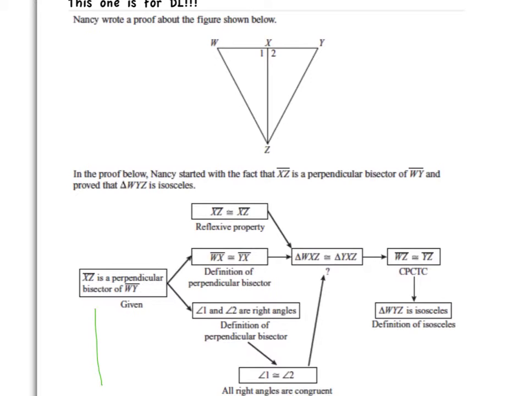XZ is the perpendicular bisector of WY. So that means that I have perpendicular angles or right angles right there, and also that since it's a bisector, these two little segments are congruent. And then at the top in the middle, you can see that XZ is congruent to XC by the reflexive property. We got that. And so I've marked this by definition of perpendicular bisector, and I've marked this by definition of perpendicular bisector again.